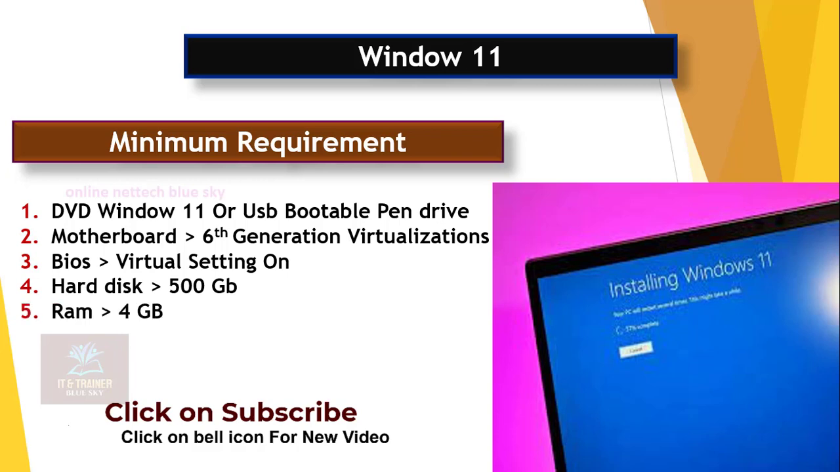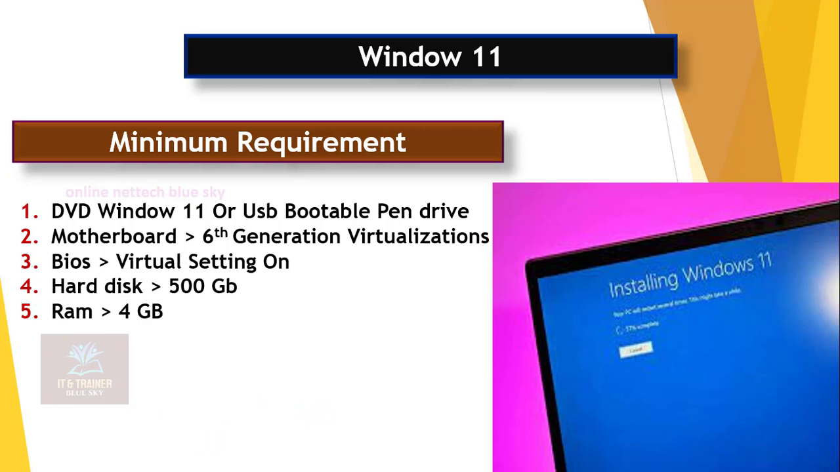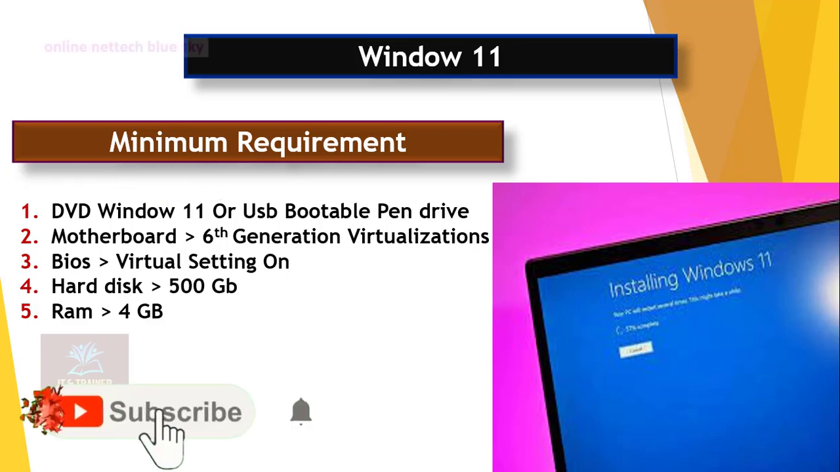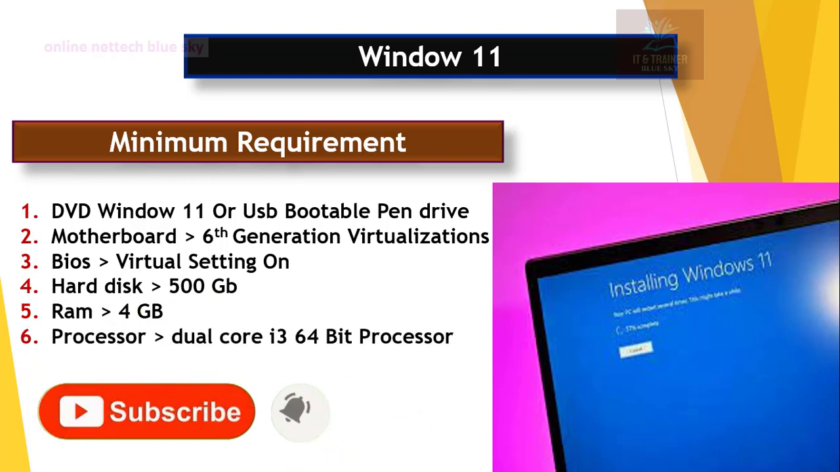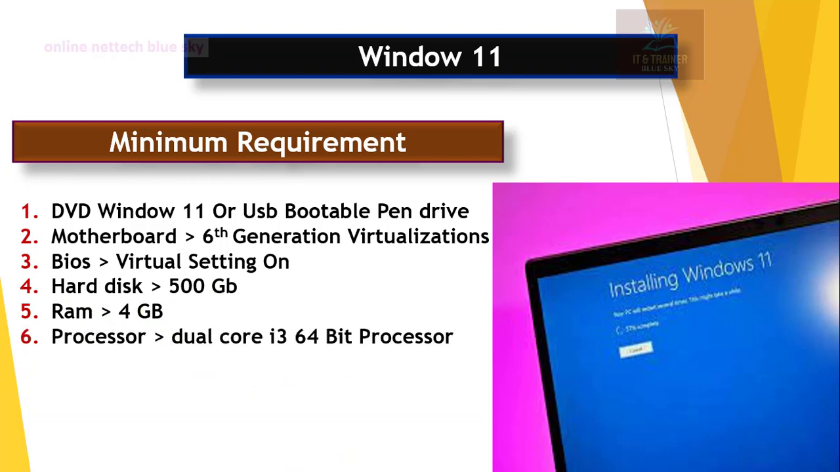RAM is very important for your computer. RAM should be 4 GB, which relates to the virtualization system and the motherboard. Without 4 GB you cannot start, because some features and availability need 4 GB. Next, the processor: what is a processor and how do you start it?